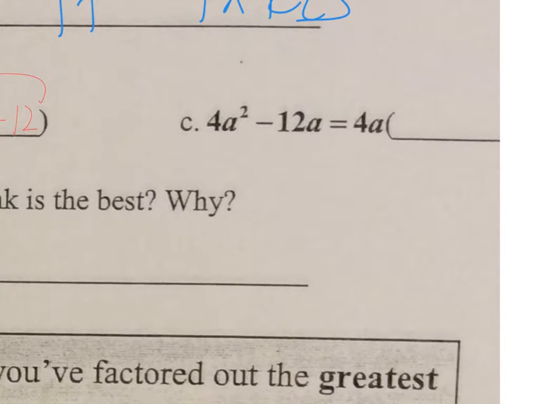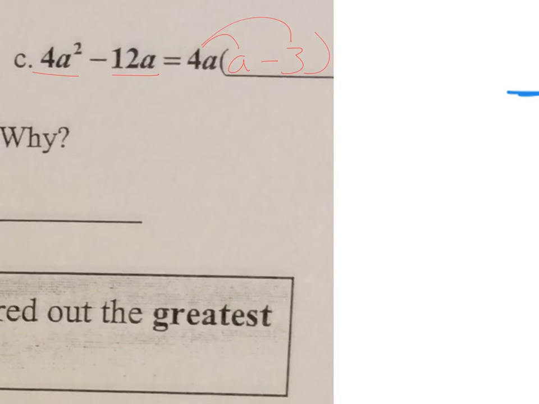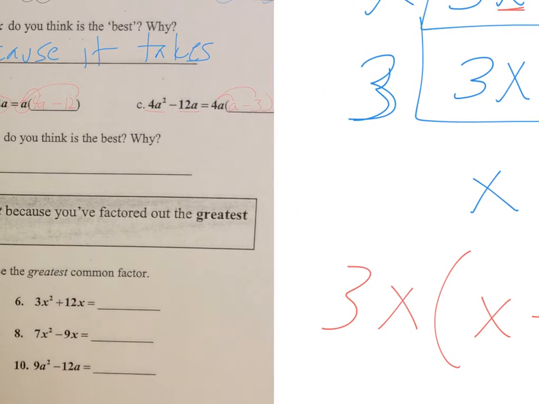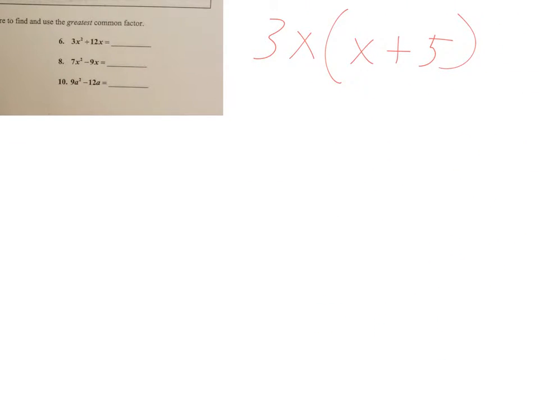And then over here, take out a factor of 4a, and in which case you'd be left with just a, and then minus, and in this case it would be 3. 4a times a equals 4a squared, and 4a times 3 equals 12a. Now, if I come over here and take my two terms, 4a squared and 12a.